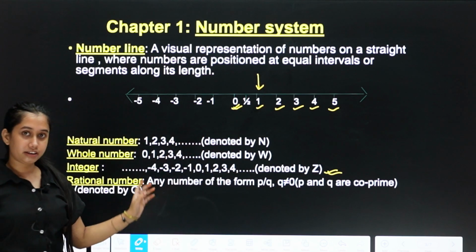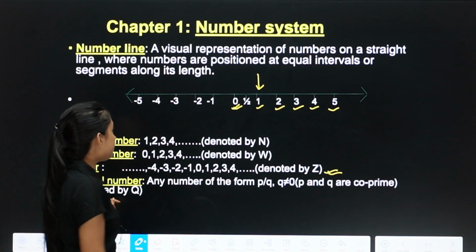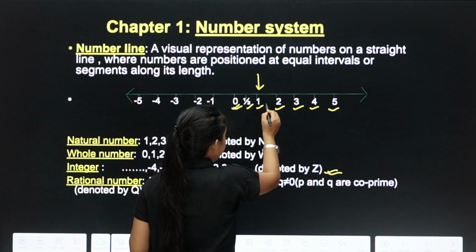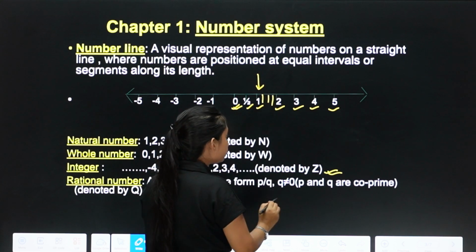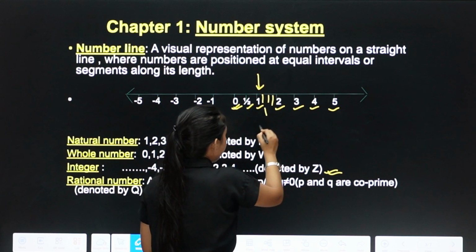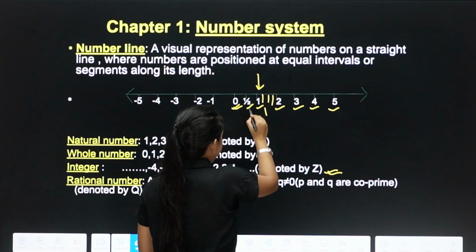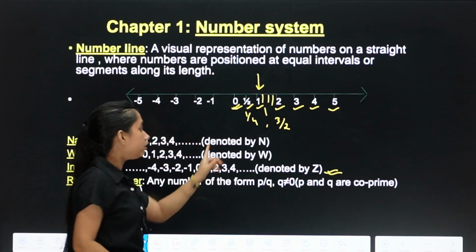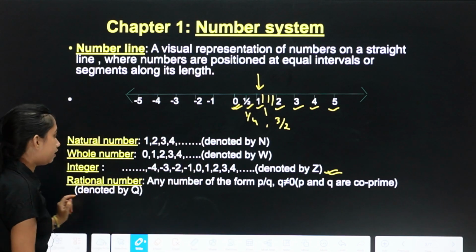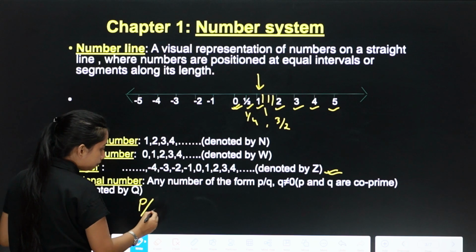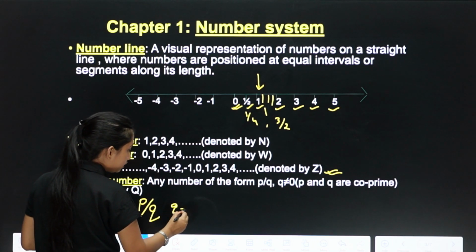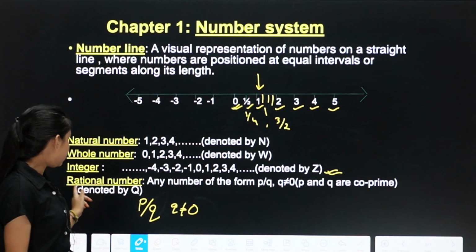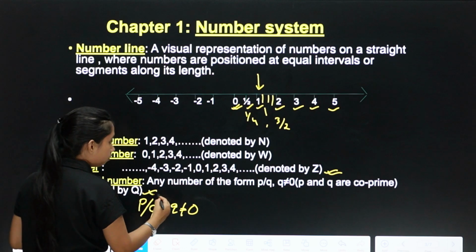Again, is there any number left? Yes, the numbers which are left are, for example, 1 by 2, and here we can see that there are infinite numbers of fractions. For example, 1 by 4, 3 by 2 and so on. So all these numbers are called rational numbers, that is the number p by q where q is not equal to 0. Thus p by q numbers are called rational numbers and are denoted by Q.